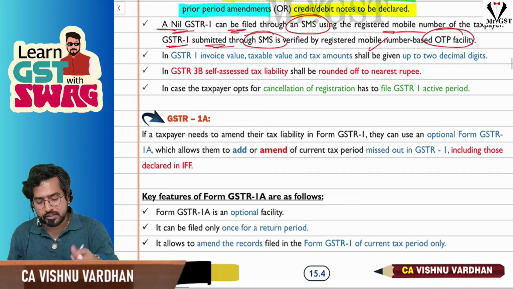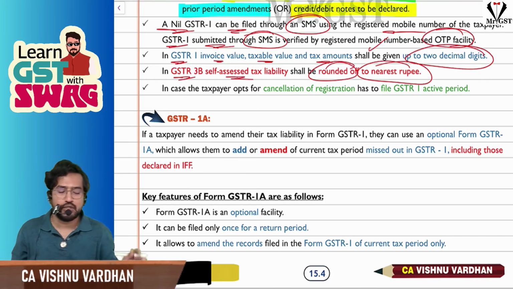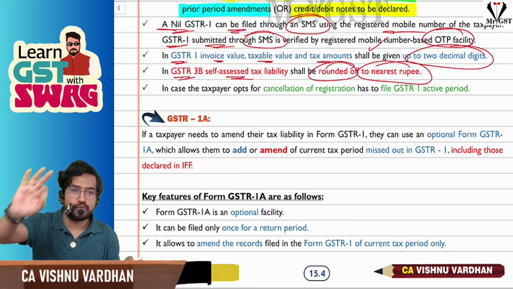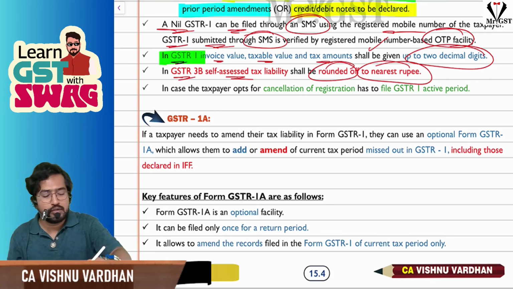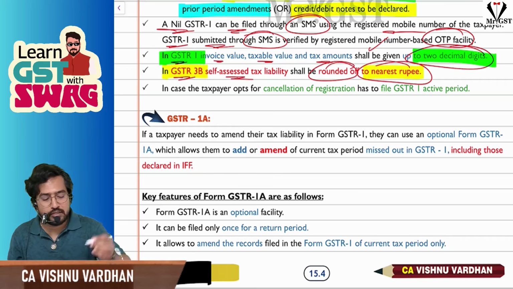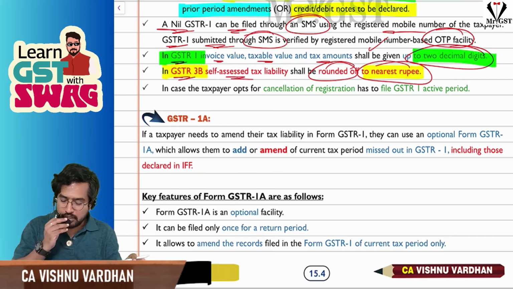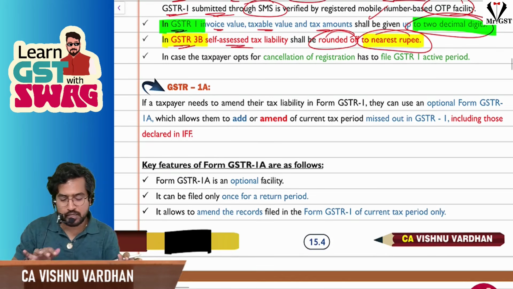Next, in GSTR 1, invoice value, taxable value and tax amount should be rounded off to two decimal digits. In 3B, self-assessed tax shall be rounded off to the nearest rupee. So in GSTR 1 you should go with two decimals, and in 3B you should go with the nearest rupee, because while paying tax, every rupee matters.